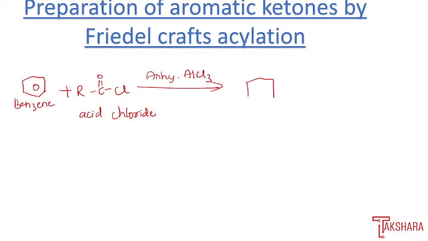The product we get is the benzene ring with a C double bond O R group attached. In benzene one hydrogen atom is replaced, and HCl is removed. That is called what? That is called an aromatic ketone. So this is an aromatic ketone.